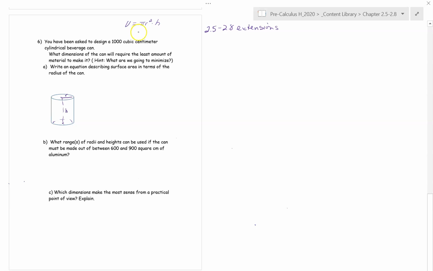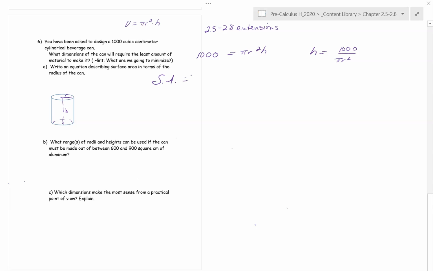So first of all, volume is area of the base times the height, and the base is a circle. So we know that 1,000 equals pi r squared times h. So you can write an equation for the height in terms of radius. What I would like you to do right now is pause the video and write an equation that would describe the surface area of the can.